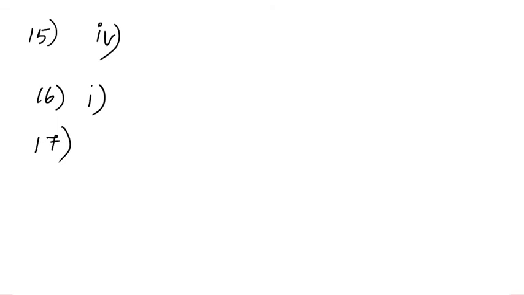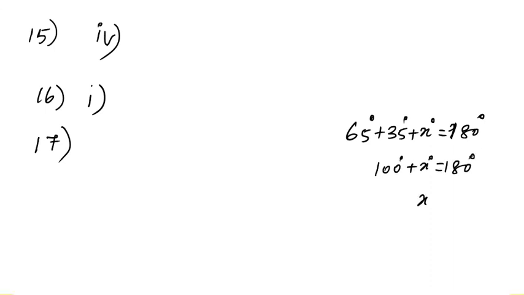17th question, the measure of angle BOC is, so add 65 degree plus 35 degree plus x degree is equal to 180 degree. So when you add 65 plus 35, you will get 100 degree plus x degree is equal to 180 degree. So from here, x degree value is 180 minus 100, that is 80 degree. So therefore the angle value of BOC is 80 degree, which is third option.